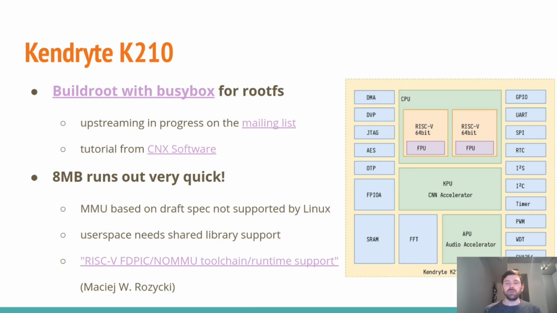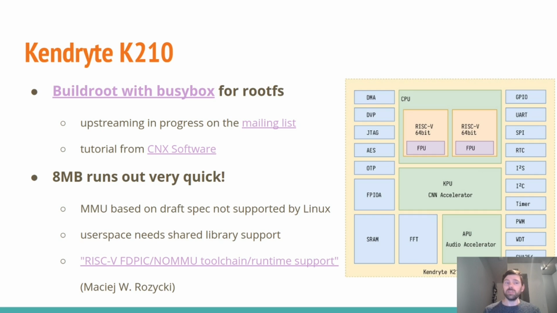And part of the trick there is the chip does have an MMU, but it's not supported. It's an earlier draft spec and it's not supported in Linux, so they have to treat it as not having an MMU and just run Linux in M mode or machine mode. So the problem there is that the 8 megabytes runs out very quickly. Since we don't have virtual memory, we can't do shared libraries, so we end up running out of memory very quickly. There's a few people working on potentially ways to improve that. So there's a talk linked that you can check out if you want to find out more about that.